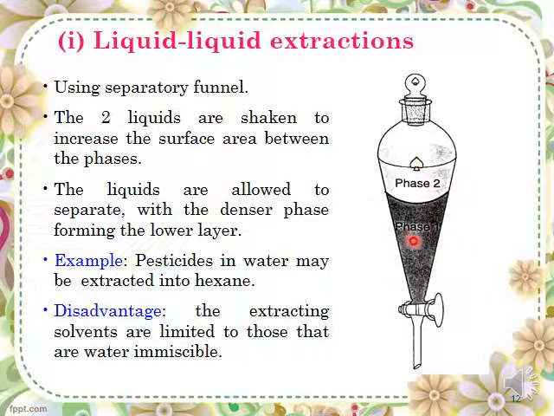So after shaking, we drain out the aqueous phase, and then followed by phase 2 into a different beaker, and then this solvent can be volatilized. When it is volatilized, what remains behind is the pesticide. Then you can weigh the pesticide that partitioned into phase 2, the organic phase.